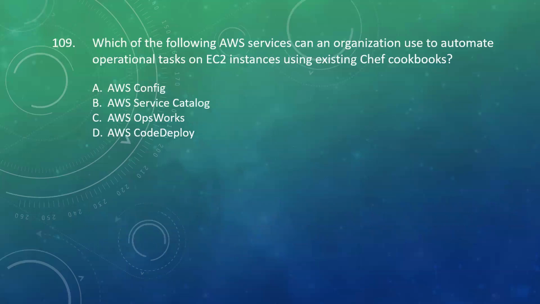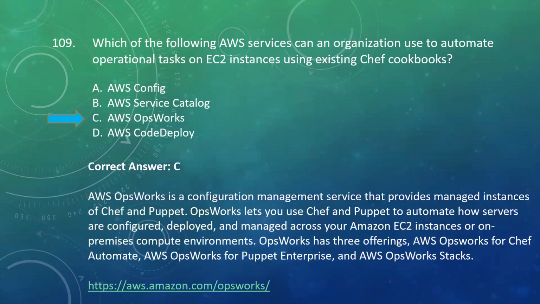Which of the following AWS services can an organization use to automate operational tasks on EC2 instances using existing Chef cookbooks? Your options are AWS Config, AWS Service Catalog, AWS OpsWorks, AWS CodeDeploy. So the right answer is C, AWS OpsWorks.